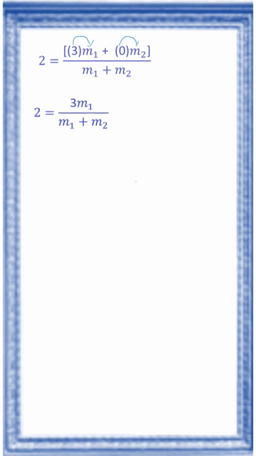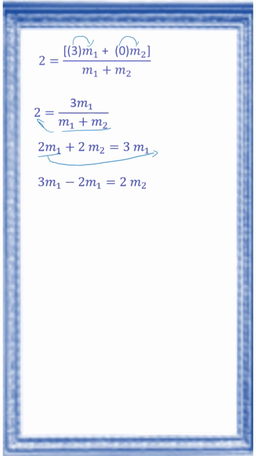Now let us transpose this to this side. What happens? 2m1 plus 2m2 is equal to 3m1. Now let us rearrange. Transpose to this side. What happens? 3m1 minus 2m1 is equal to 2m2. So m1 is equal to 2m2. m1 upon m2 is equal to 2 upon 1. So the ratio m1 is to m2 is equal to 2 is to 1.